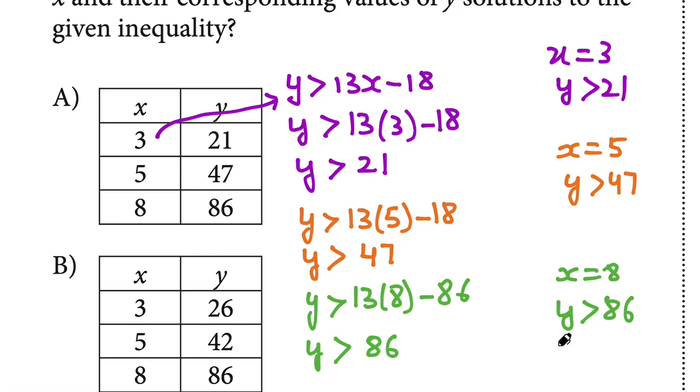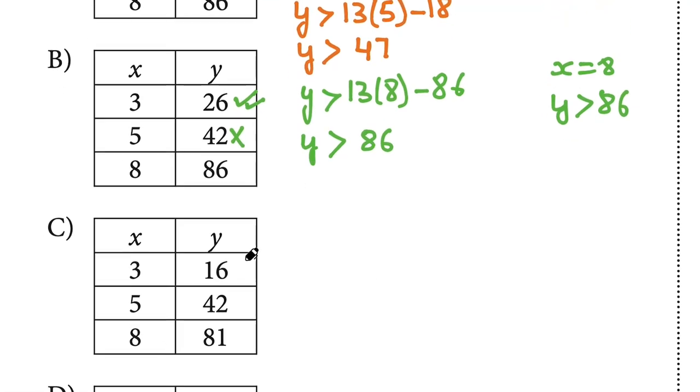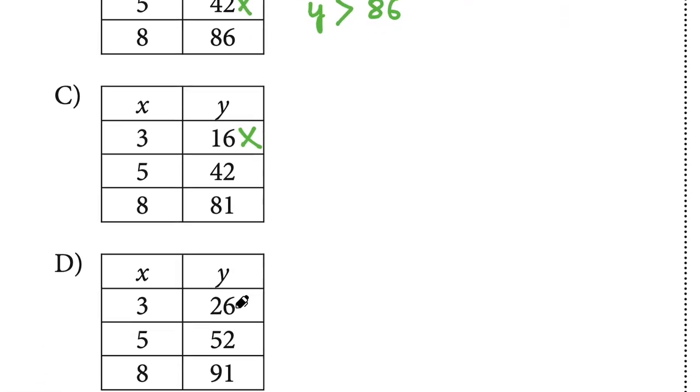We have already solved the question. Now we have to check from the options. When x is 3, y has to be greater than 21. Not equal to sign is not here. Cancelled. A option deleted. Okay. When x is 5, y has to be greater than 47. Now B is failing. When x is 3, y has to be greater than 21. Failed.